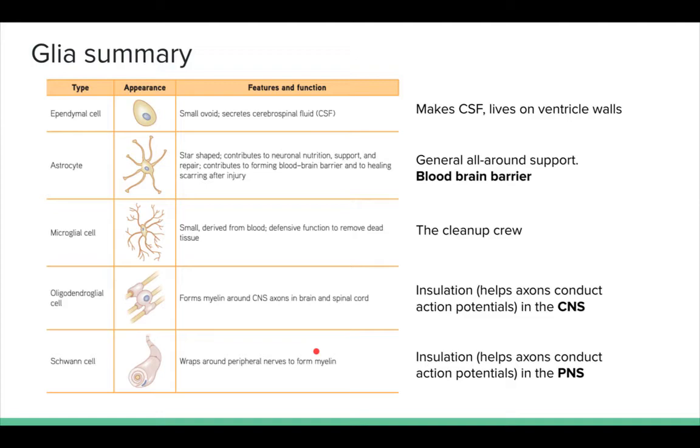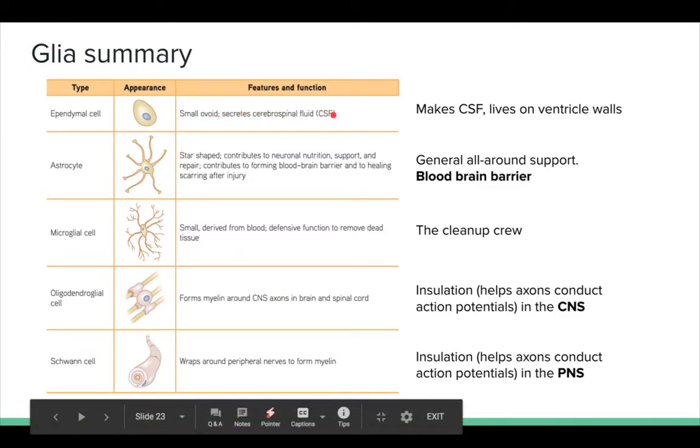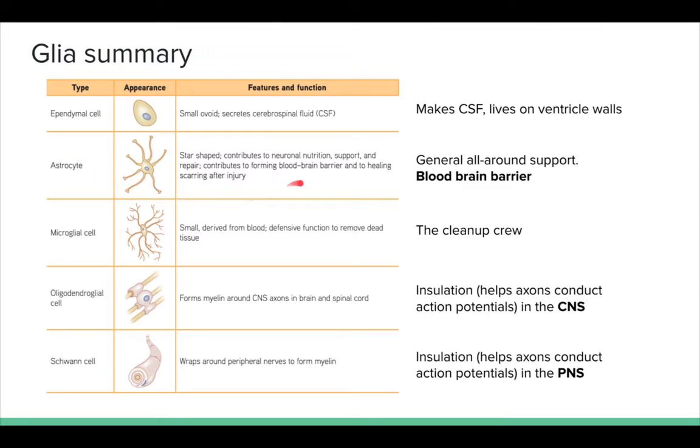Now here are a few details about the function of glia, and I actually think this little chart in the textbook is a very nice, simple encapsulation of what glia do. So again, we have these glia that are secreting the cerebrospinal fluid. These are called the ependymal cells. The general support cells are called astrocytes. They form the blood-brain barrier, which I'll talk about in a moment.